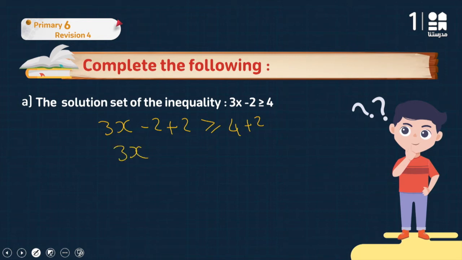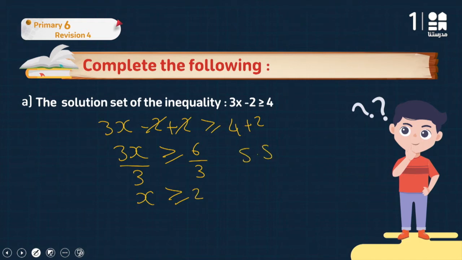3x greater than or equal to 6. Now we're going to divide by 3 on both sides. So 3x divided by 3 gives me x, greater than or equal to 6 divided by 3, which gives me 2. So the solution set here, he didn't mention Z or N, so I will write both. Solution set in Z equals, I will write it, 2.